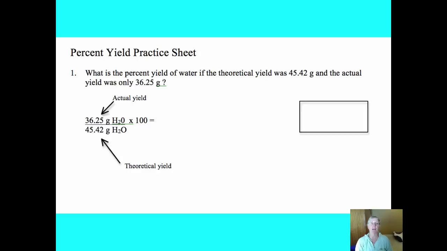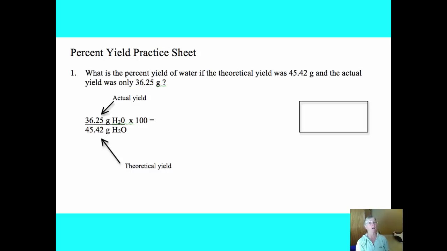Let's go to the percent yield practice sheet, of which you can see a screenshot here. This is as simple as these problems can get. I almost never give you these, they're too simple. They tell me that the theoretical yield is 45.42 grams, and the actual yield is only 36.25. Unless you are an omnipotent being, you cannot create more matter from what you started with, so the actual yield is always less than the theoretical yield.